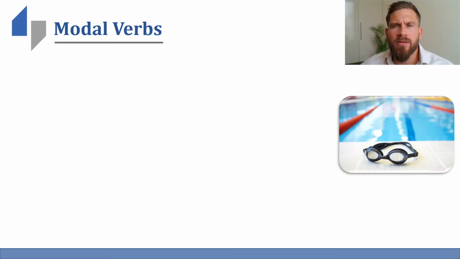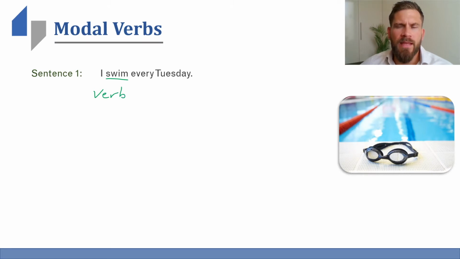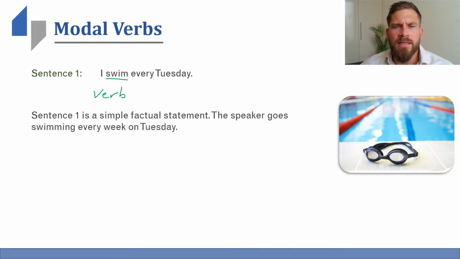Let's take a look at this first sentence. I swim every Tuesday. The word swim is our verb, our action, our doing word. In this sentence, the speaker is saying they go swimming every week on Tuesday.